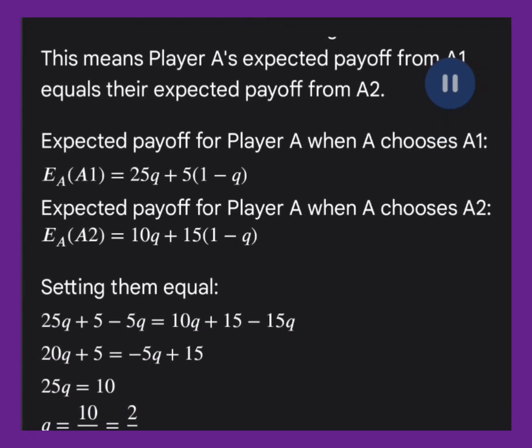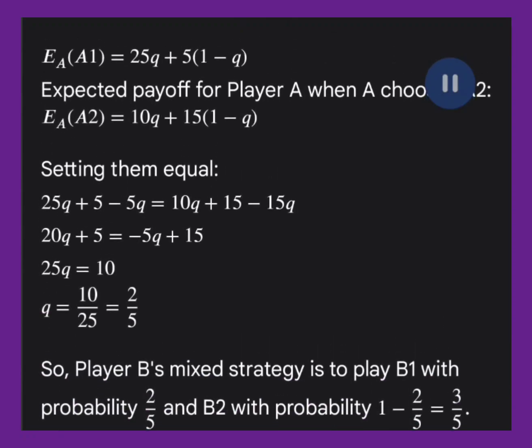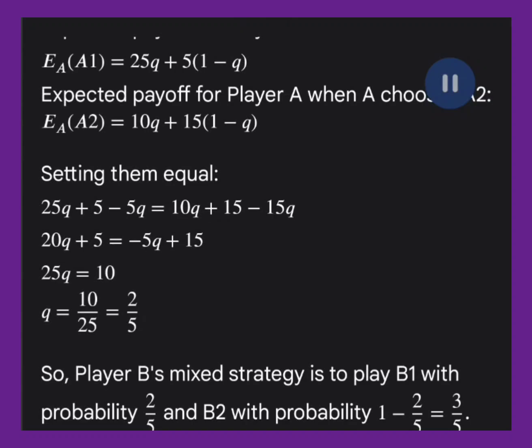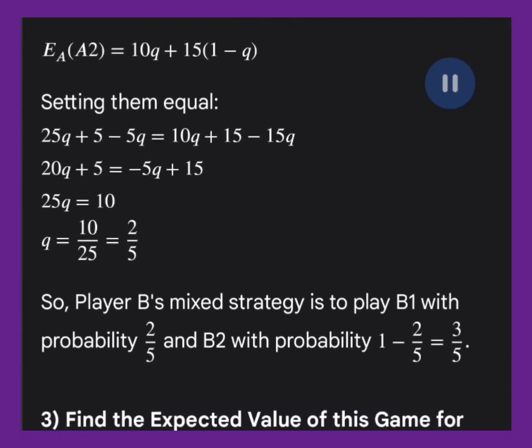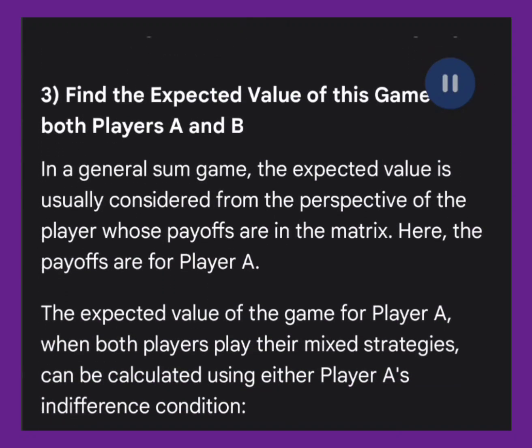20Q plus 5 equals minus 5Q plus 15. 25Q equals 10. Q equals 10/25, which equals 2/5. So player B's mixed strategy is to play B1 with probability 2/5 and B2 with probability 1 minus 2/5, which equals 3/5. 3. Find the expected value of this game for both players A and B.